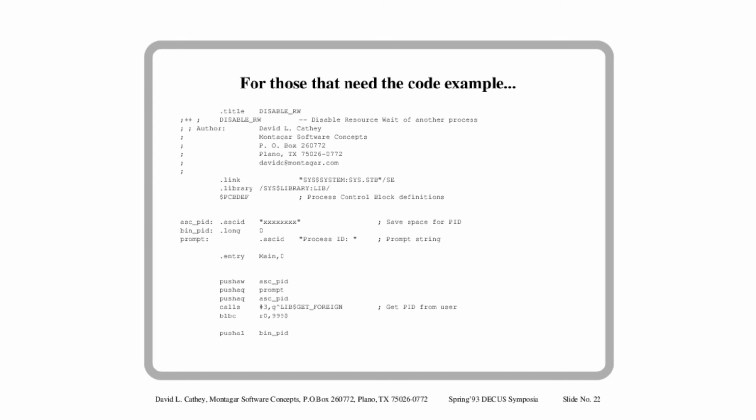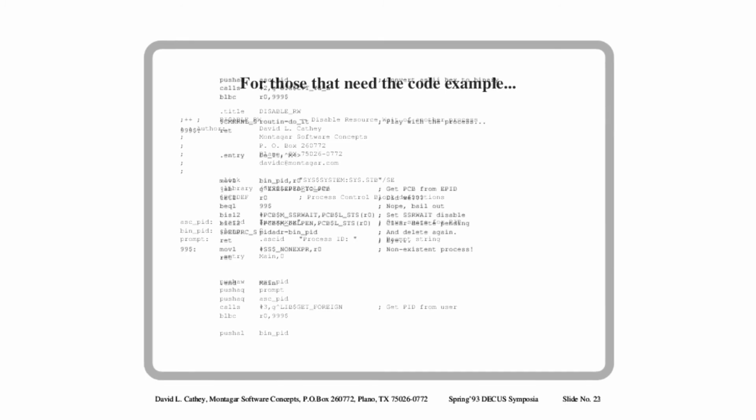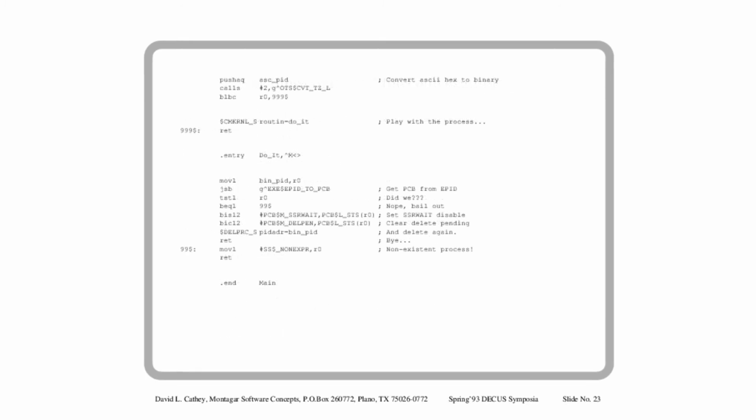I just created an ASCII descriptor for an 8-character PID. This is the binary value that the PID is once we figure out what it is, a prompt string, and we use $get foreign to get the PID from the command line. Once we do that, we call the OTS library to convert text hex into a long word, and if you have a problem with it, we'll bail out. Then we change mode to kernel to do it. Yes, this requires change mode to kernel, the evil priv, but that's okay, we can all live.